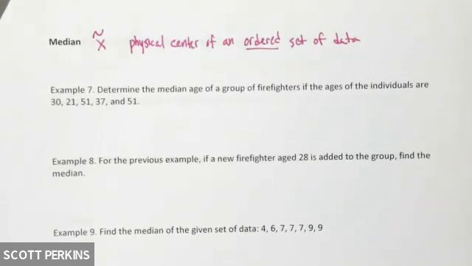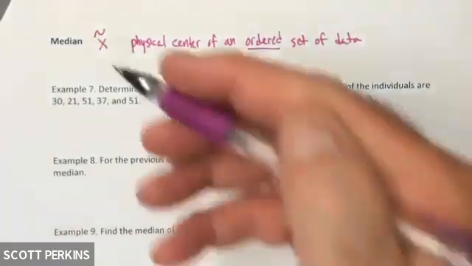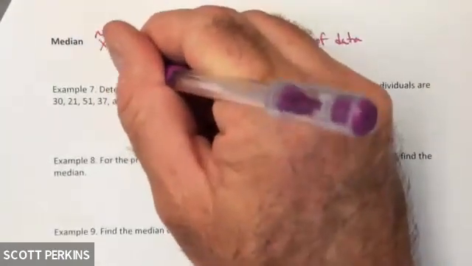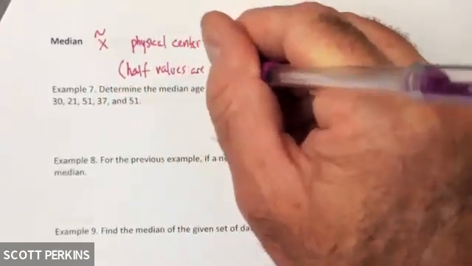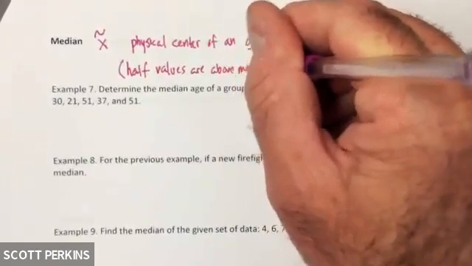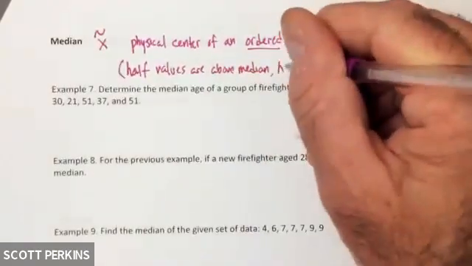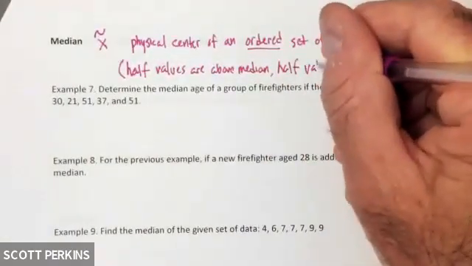Basically, what the median says is what value is in the middle. The thing about the median is that it is measuring the physical center. It actually does not take into account any of the values at all. Another way to think about the median is this: half the values are above, and half the values are below the median.